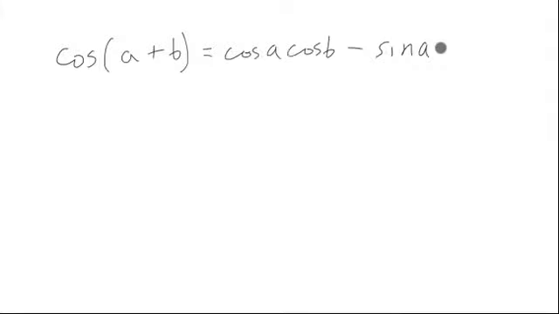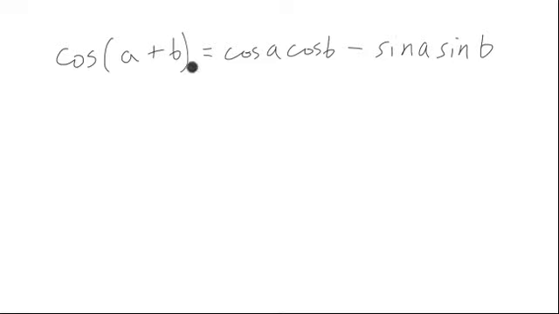Let's take a look at some other identities which will be important for us to be familiar with. First, let's take a look at cosine of A plus B. What is this? There's a nice formula for this one: cosine A cosine B minus sine A sine B.